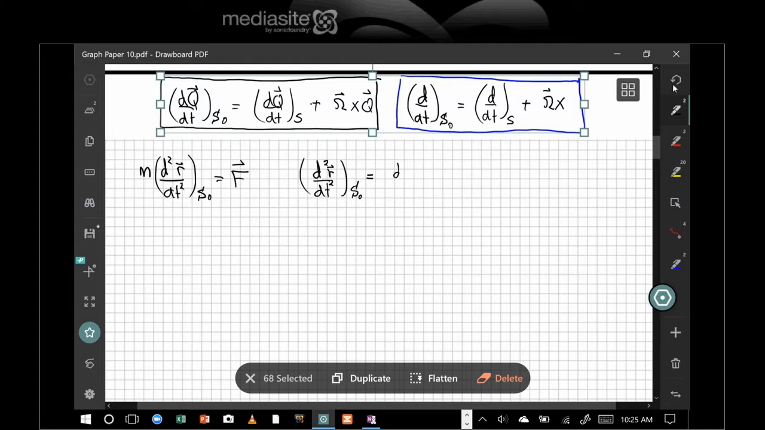Now what I want to do is express that second derivative, this one here, and sorry, there's a 2 there, can't forget that. I want to express that derivative in the S frame. So what is that? Well, that's going to equal d dt. Again, this is a second derivative, but I always write the second derivative as two first derivatives.